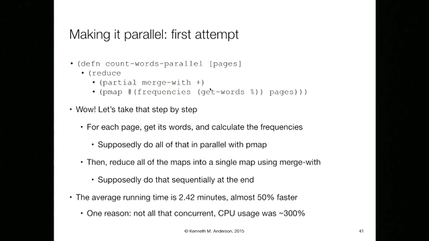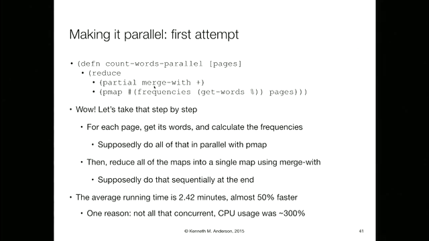And that final stage of reduce, in this case, is done as a single-threaded version. And you get 50% faster, 2.42 minutes, about 300% CPU. Which means this pmap was able to achieve some concurrency and count words in parallel.